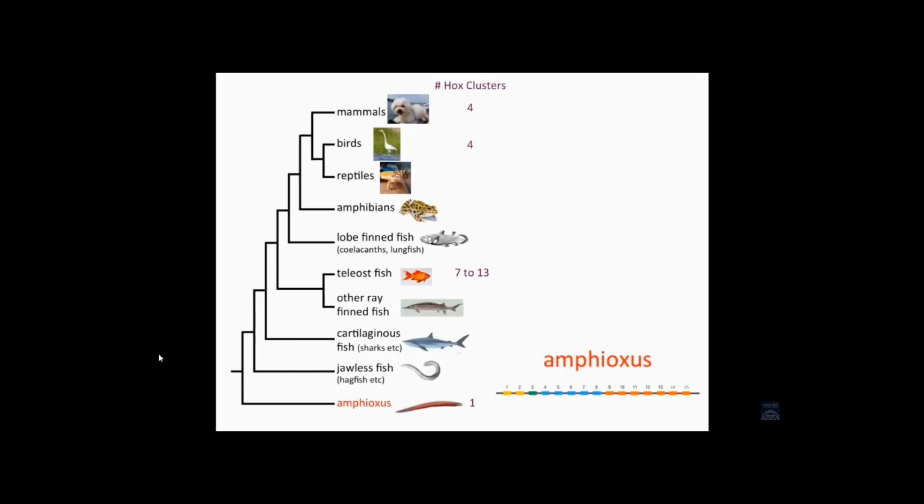From this, we can infer that the ancestral precursor to all vertebrates likely had a single Hox cluster of about 14 genes. This cluster then became duplicated twice, probably through 2 rounds of whole genome duplication, resulting in 4 Hox clusters in the last common ancestor of all vertebrates.